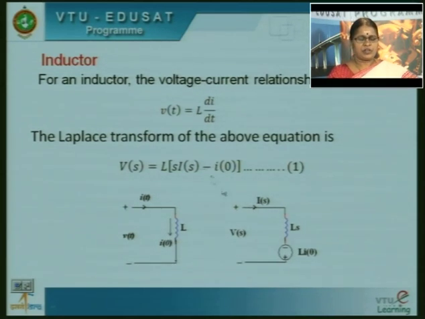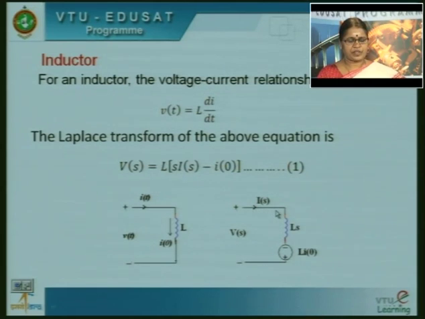Now, if you look at the equation in S domain, you can view this term as a supply voltage of value V of s and current flowing through the network as I of s. And the first term can be realized as current I of s flowing through an element having impedance Ls. So, I can realize this term as a current I of s flowing through an impedance of value Ls.